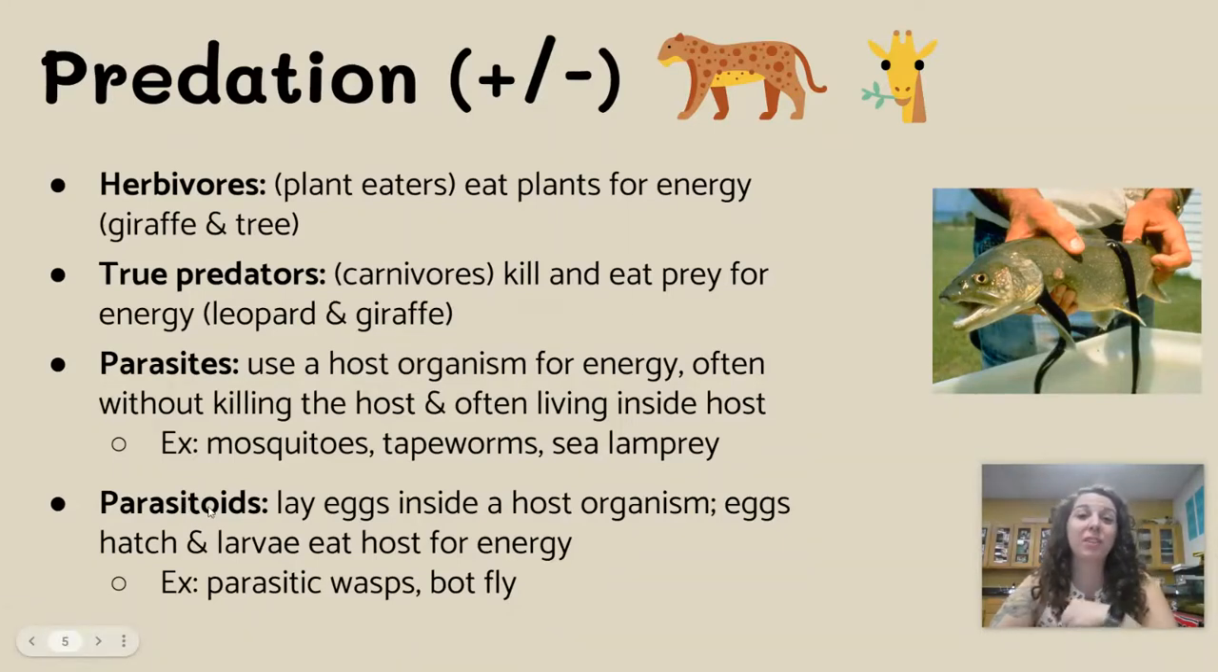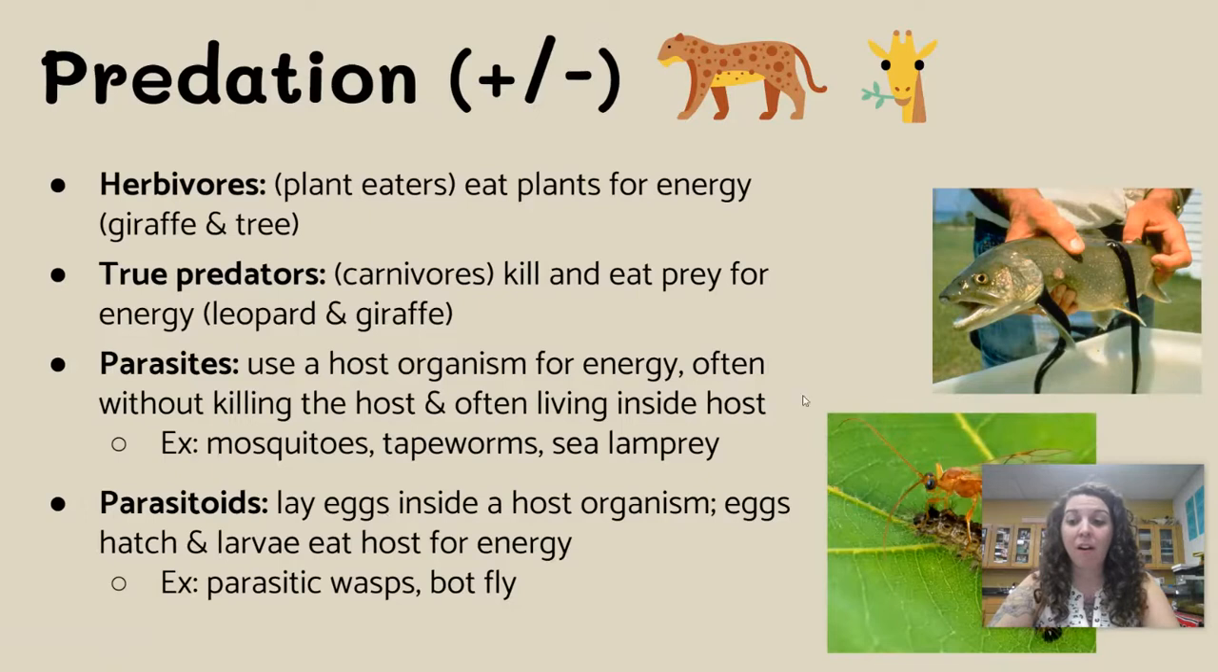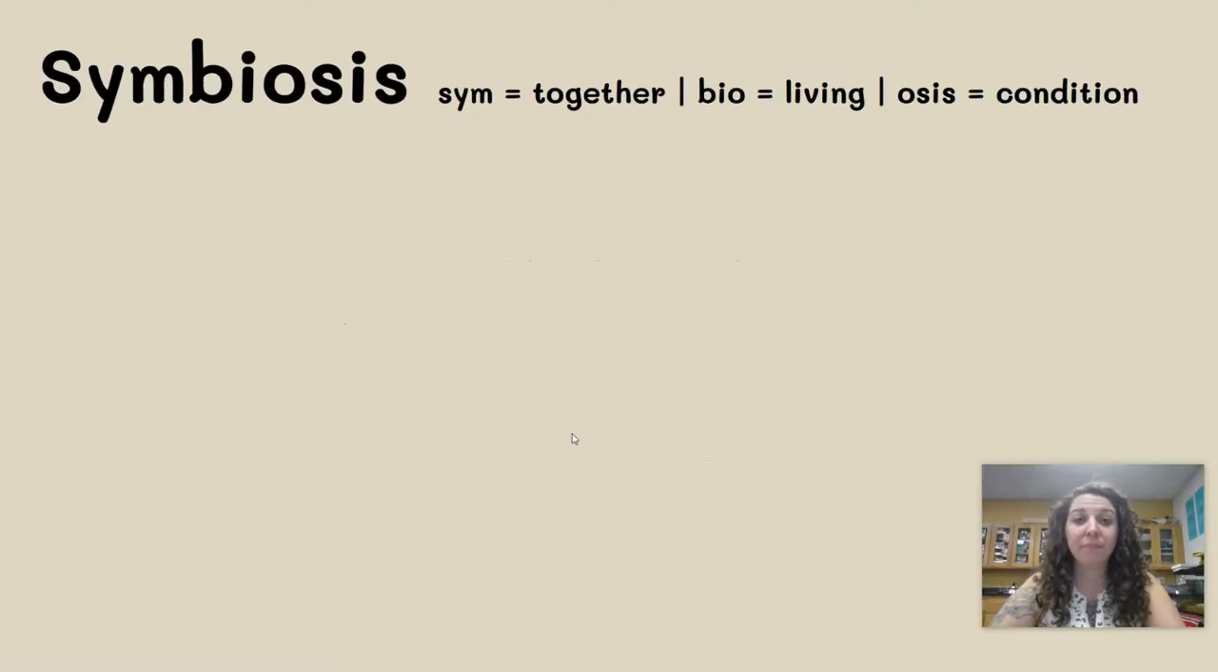So what they do is they actually lay their eggs inside of the host, and then as their eggs hatch, the larvae will actually eat the host from the inside out. So parasitic wasps are an example of that. The parasitic wasp will actually inject its eggs into the caterpillar, and then when they hatch, they'll eat their way out of the caterpillar. So really good, easy source of food for the wasp larvae, but if you're the caterpillar, not so good.